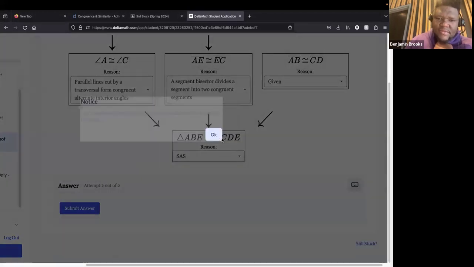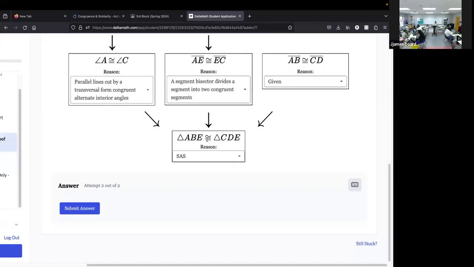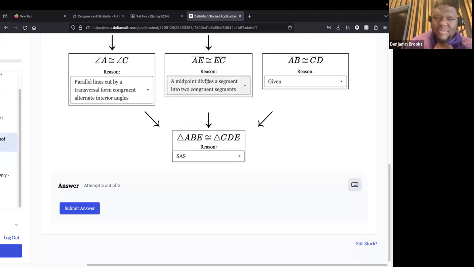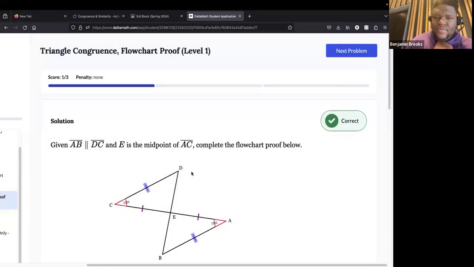And then, oh, I messed up somewhere. Similar bisected divides. Oh, I should have said midpoint. My bad. Midpoint divides a segment into two congruent segments. So that's it.